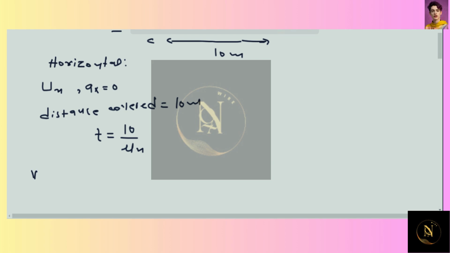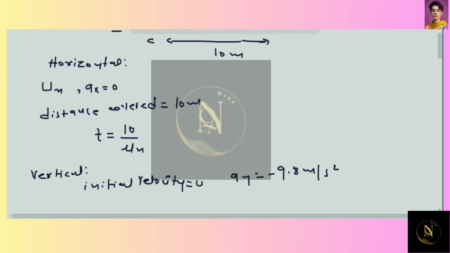Now for vertical, initial velocity is equal to 0, and acceleration along y equals minus 9.8 meter per second square, since Tarzan is falling under gravity. And height covered, h equals minus 5 meter.